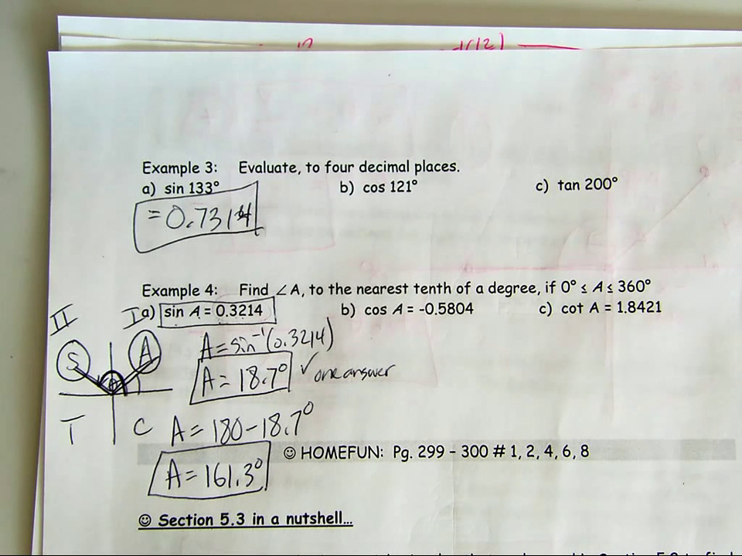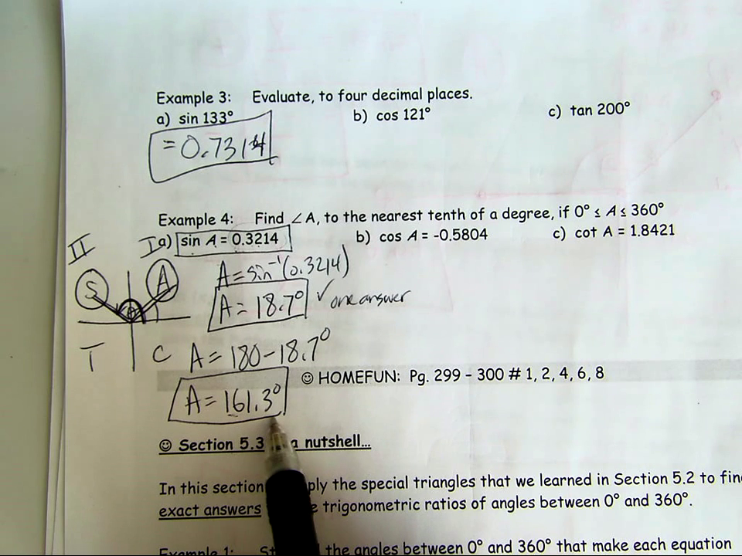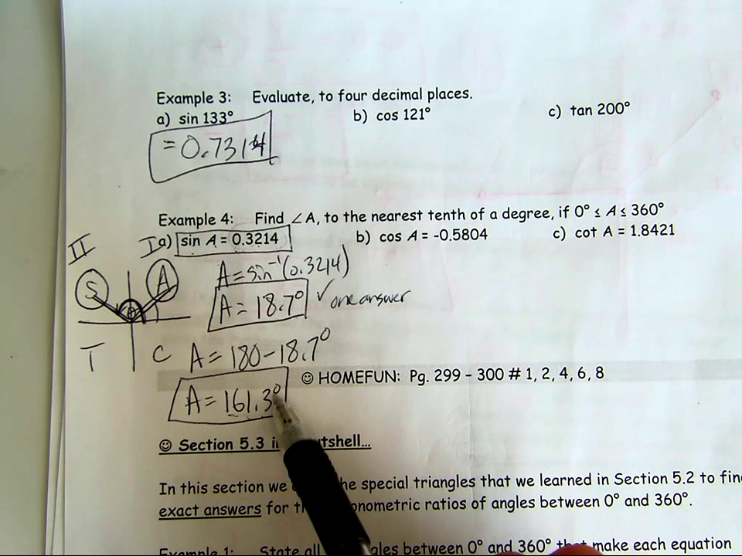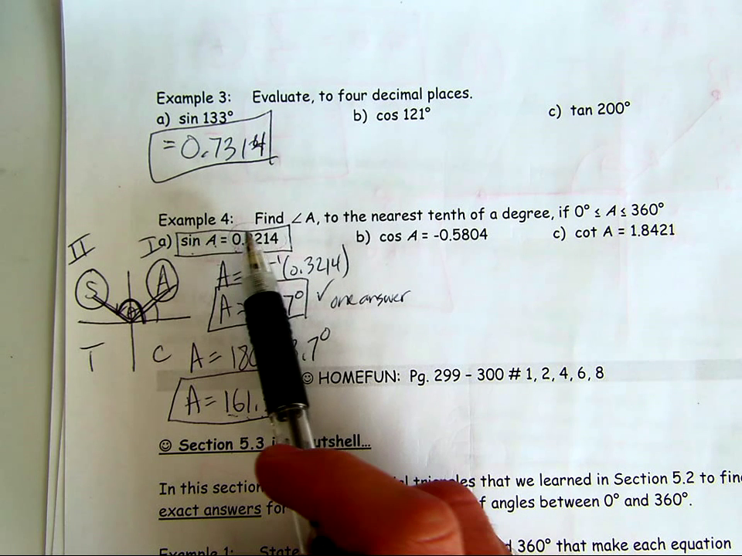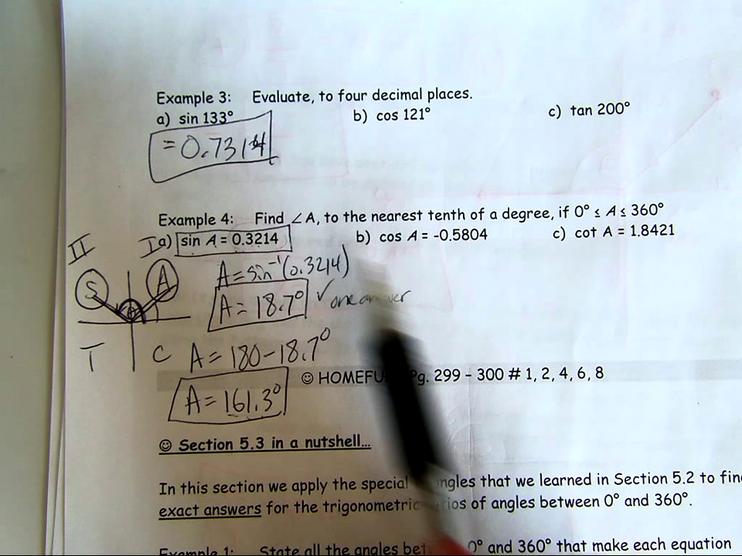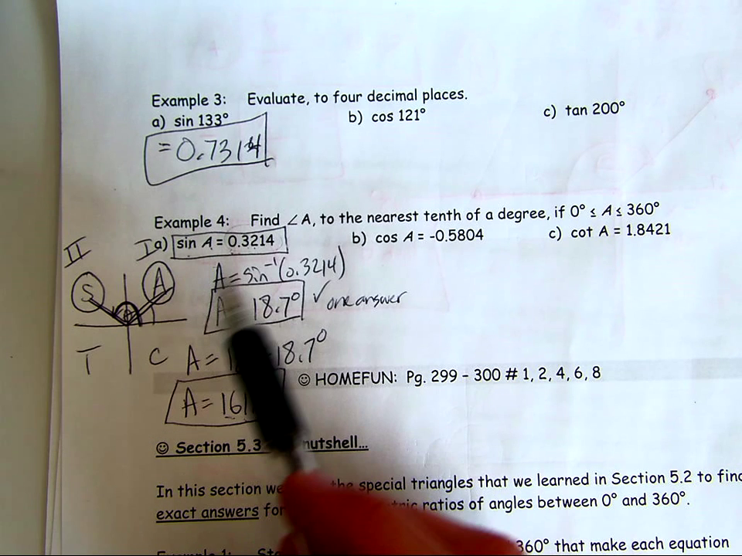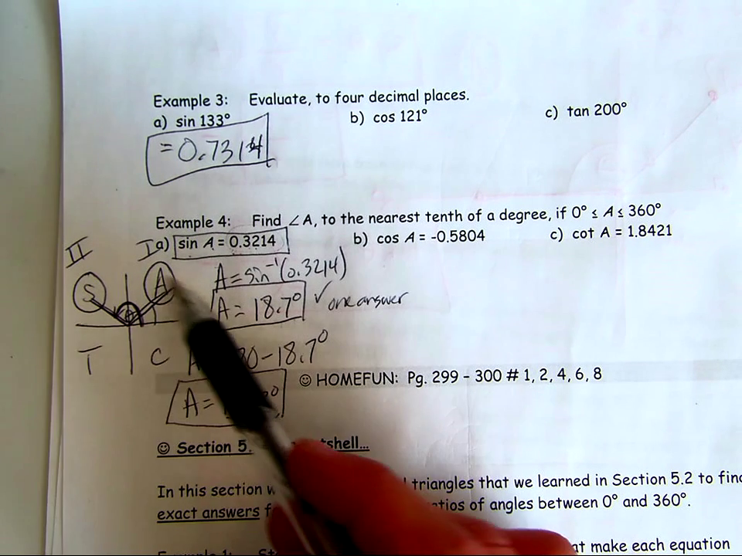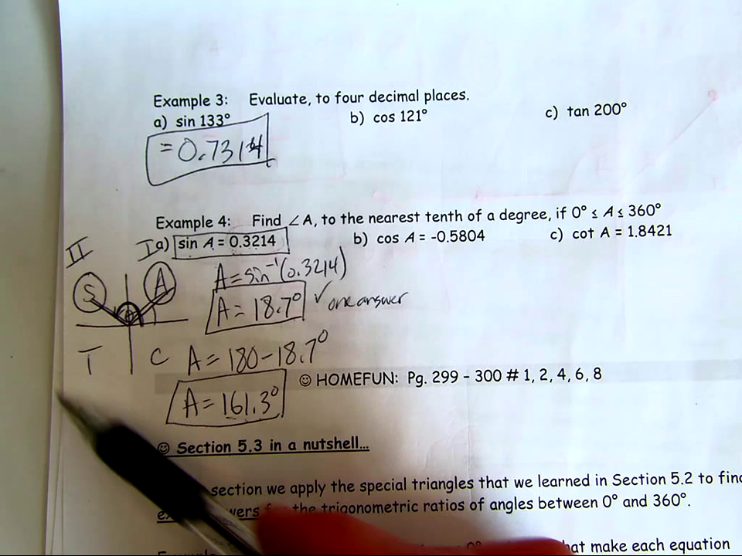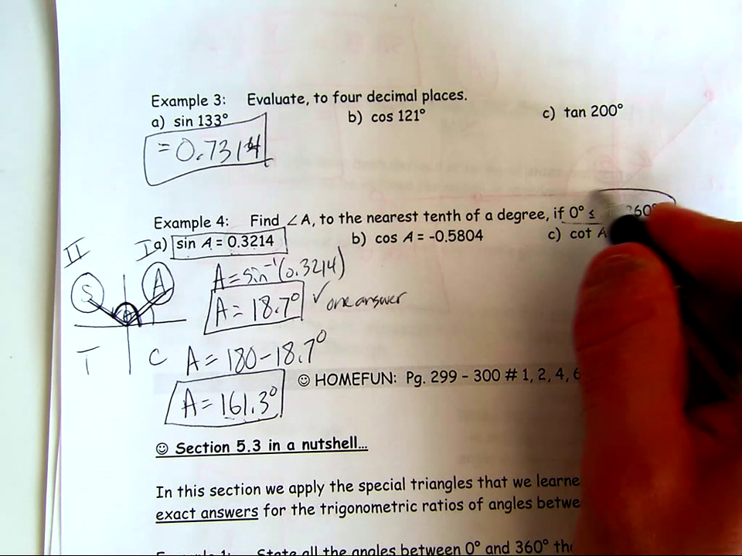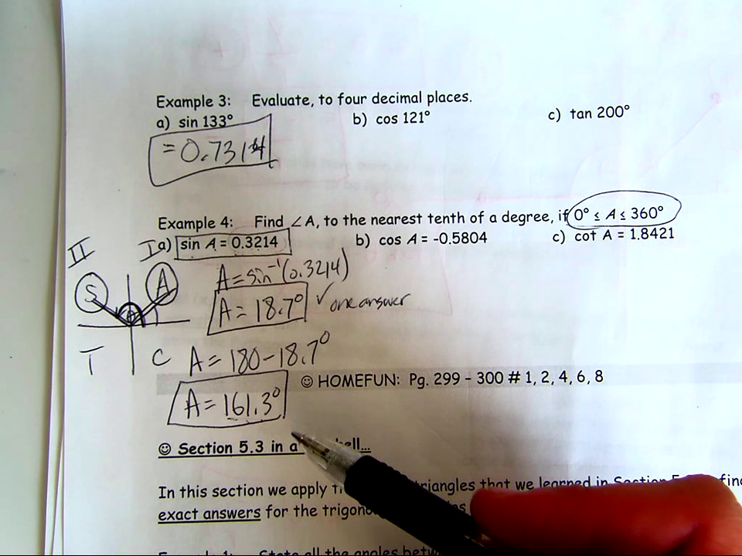And so, if I did plug in this answer as well for A, 161.3, if I do the sine of 161.3, that will also give me 0.3214, or very close to it because it's a rounded answer. So understand that if you are talking about trig ratios or angles all the way around between 0 and 360, which it says in the question, this will always give you two answers whenever you're dealing with any of these.